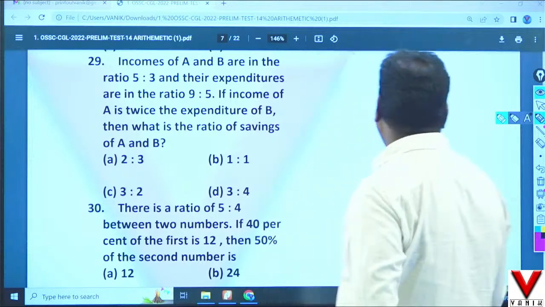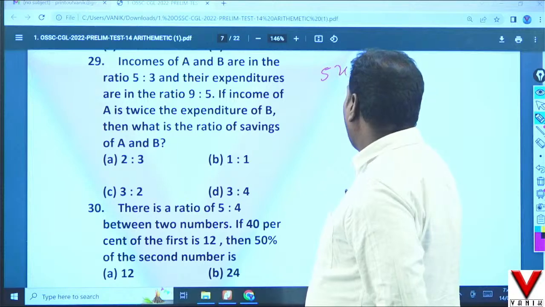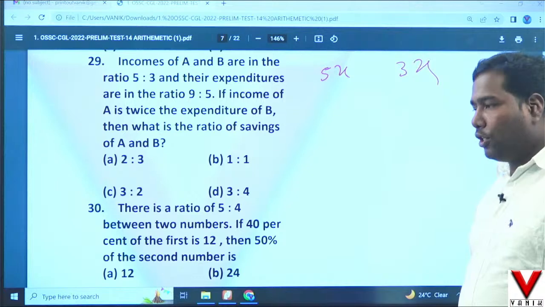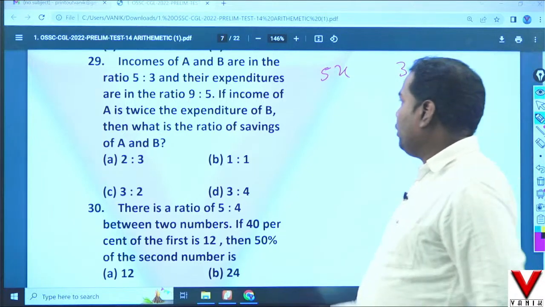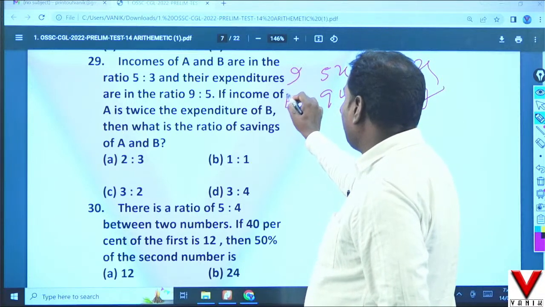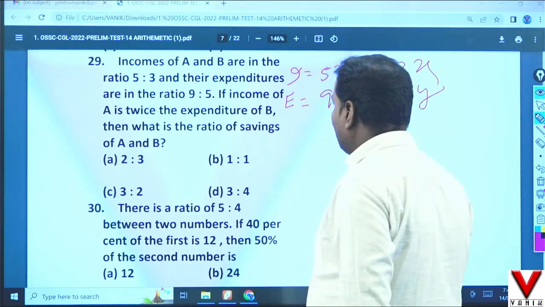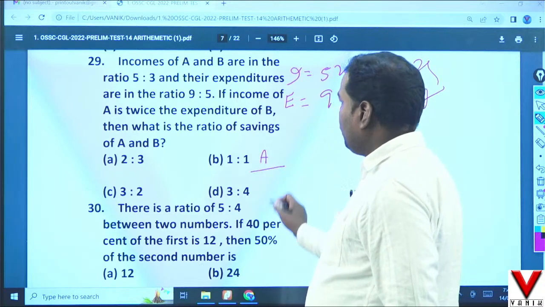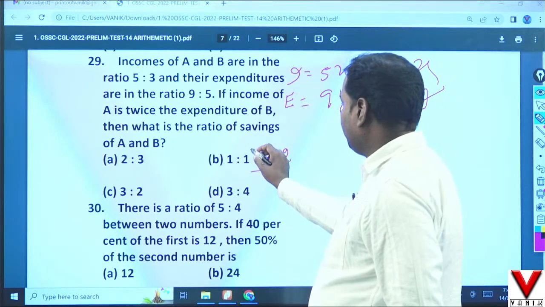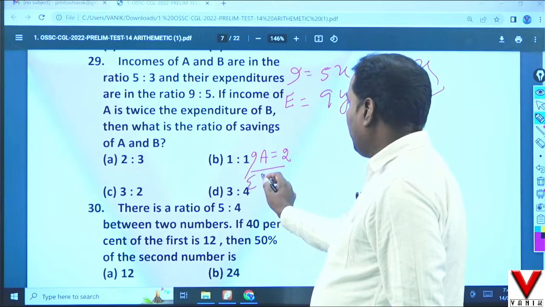Look, incomes of A and B are in the ratio 5:3, so it is 5x and 3x. And their expenditures are in the ratio 9:5, so it is 9y and 5y. It is income and it is expenditure. If the income of A is twice the expenditure of B.